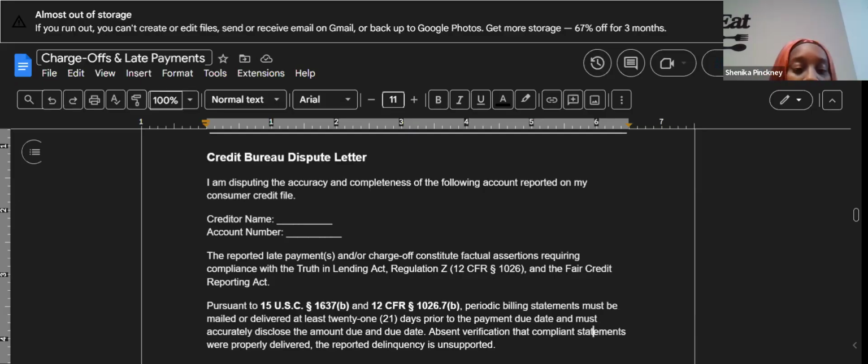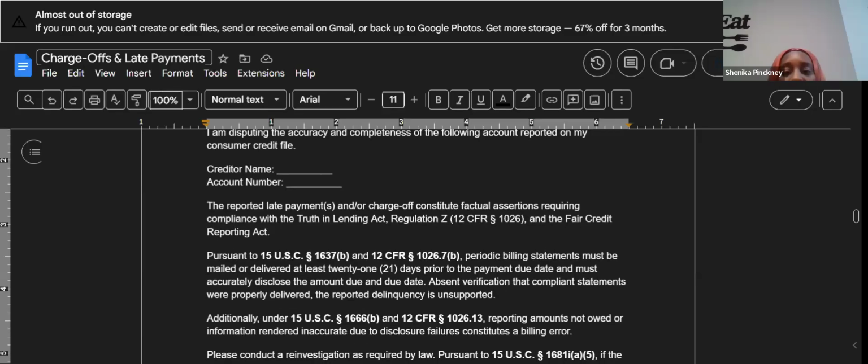Now, let's go ahead with the letter. This is for the consumer reporting agencies. It simply says, I am disputing the accuracy and completeness of the following account reported on my consumer credit file. You're going to put the creditor name, which is where it shows. It should say Navy Federal, Ally Finance, Bank of America, Capital One, Credit One, Fit MasterCard, or whatever the creditor name is. You're going to list that creditor, and you're also going to write down the account number that you have.